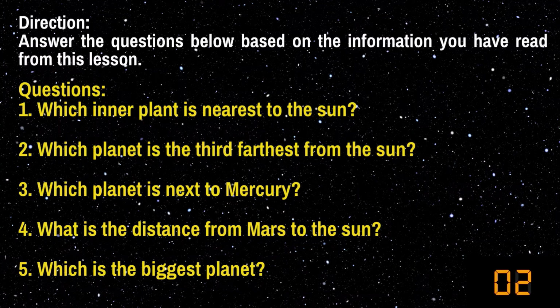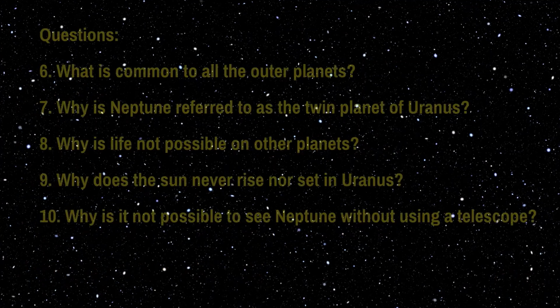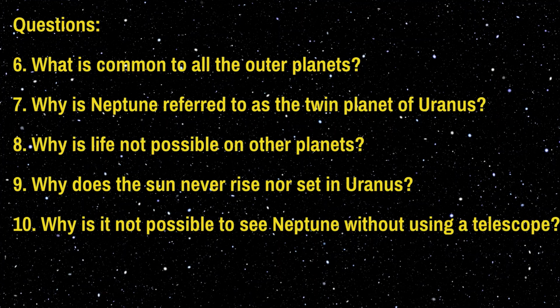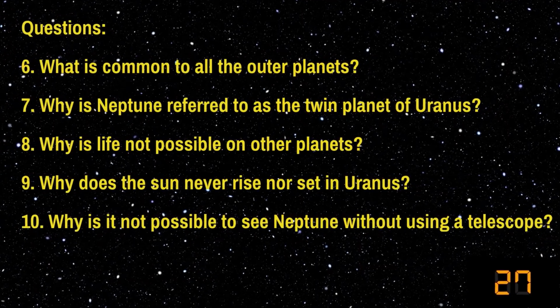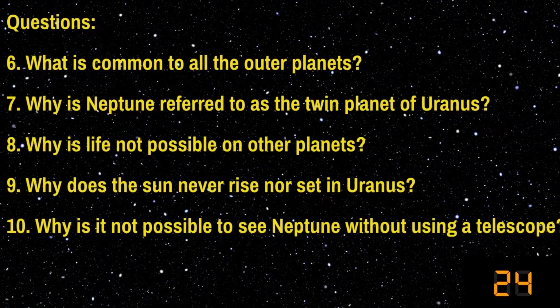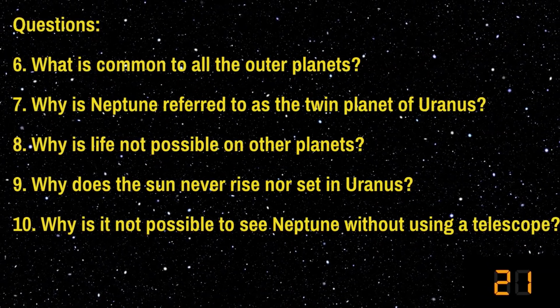Now, after these 5 questions, we shall move to our 6 to 10 questions. What is common to all the outer planets? And why is Neptune referred to as the twin planet of Uranus? Why is life not possible on other planets? And why does the sun never rise nor set in Uranus? Why is it not possible to see Neptune without using a telescope? So these are the questions number 6 to 10. Good luck, everyone, for answering these questions.